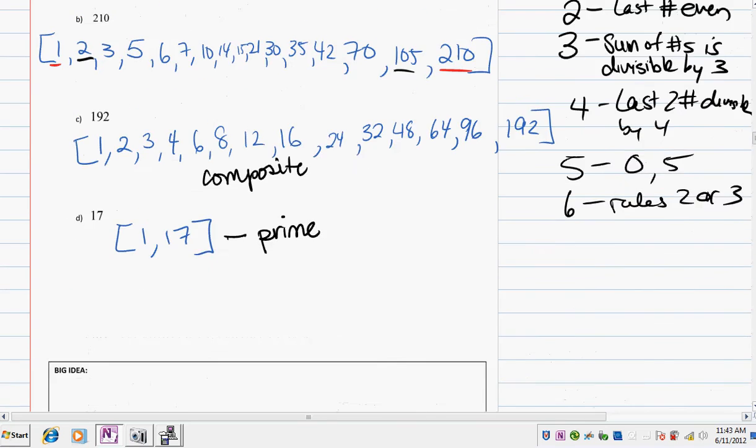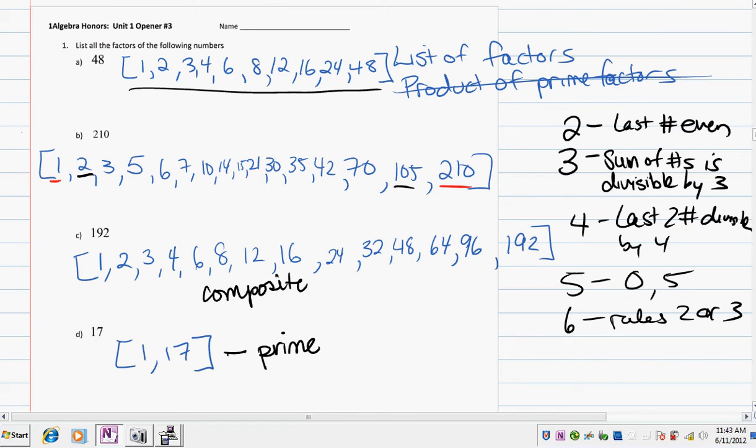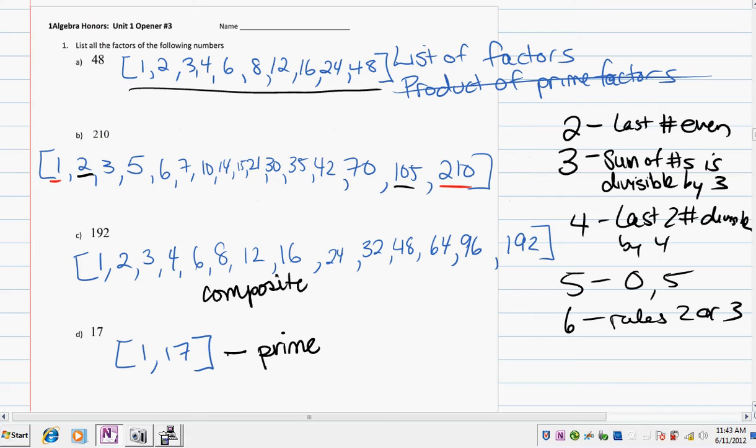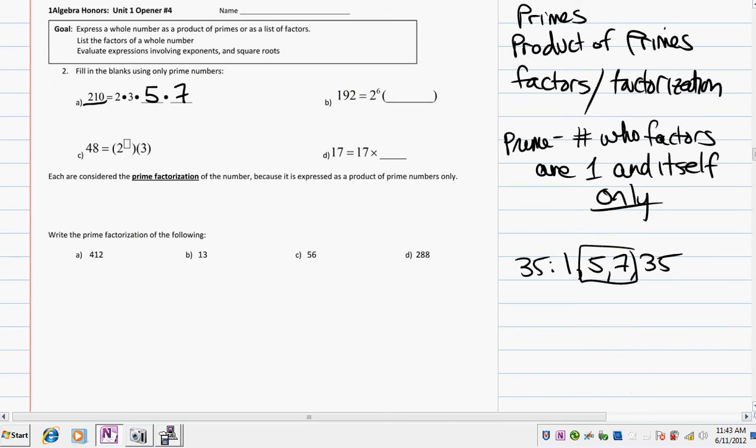Whereas in a prior problem, we looked at the factors of 210, and it was all these numbers. Although those are all factors of it, the prime numbers that, when multiplied together, equal 210 are 2 times 3 times 5 times 7.